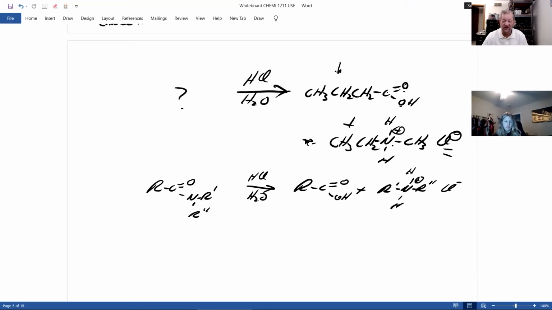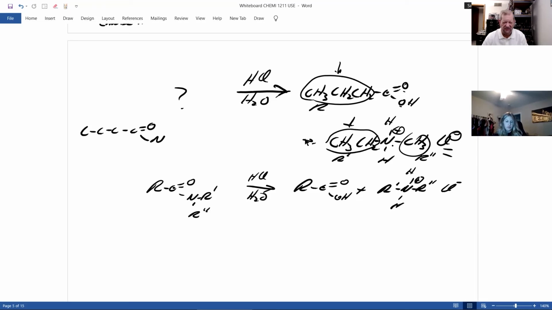And now what's the question mark? Well, this is R. One of these I can call R prime and the other R double prime, which means three carbons, carbonyl. Remember this is this, which is this, then nitrogen. It doesn't matter which is upper to the right, which goes down.